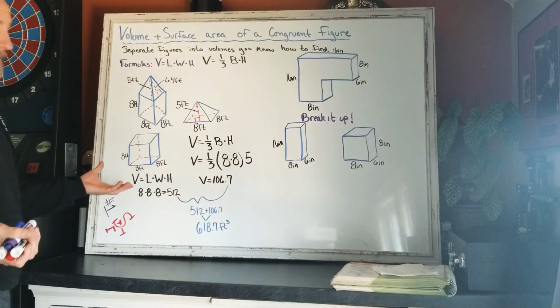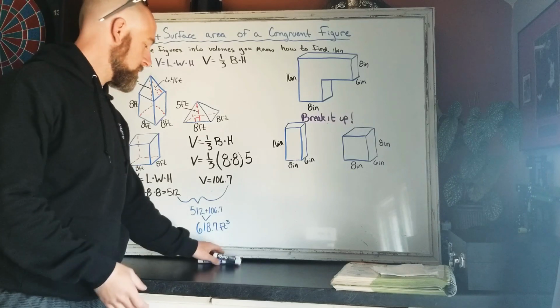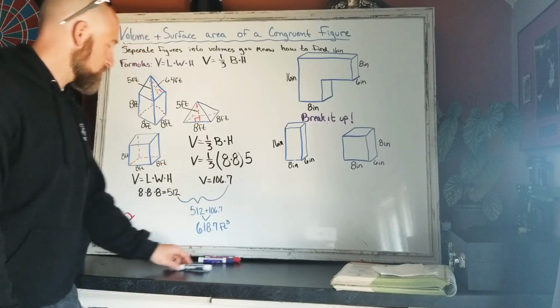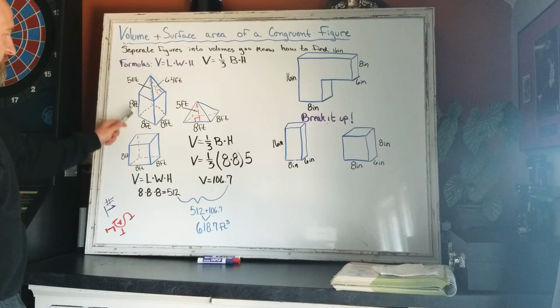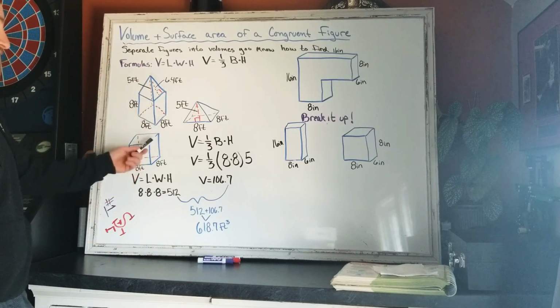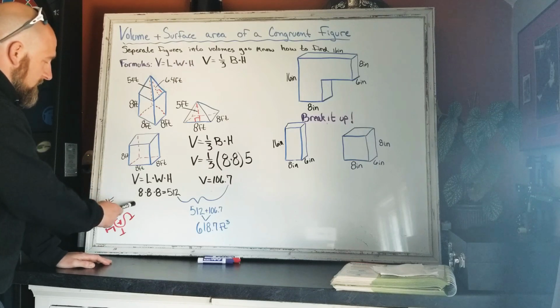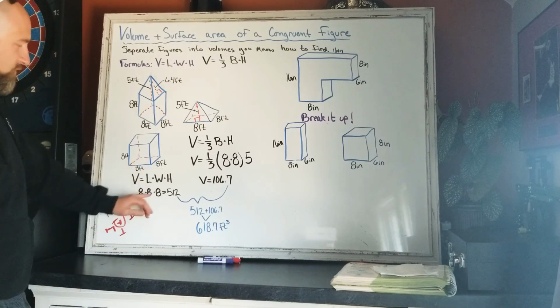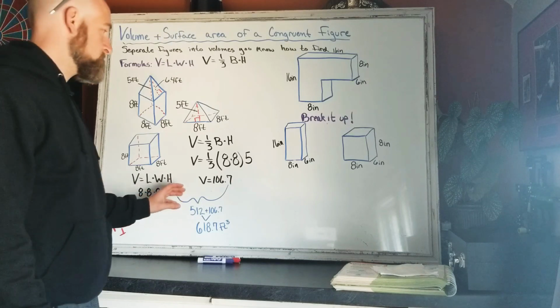We know to find the volume of a square or a rectangle, its volume equals length times width times height. So that's what we're going to do. We have 8s all the way around, so we know it's a square. So we have 8 times 8 times 8, which will give us 512.